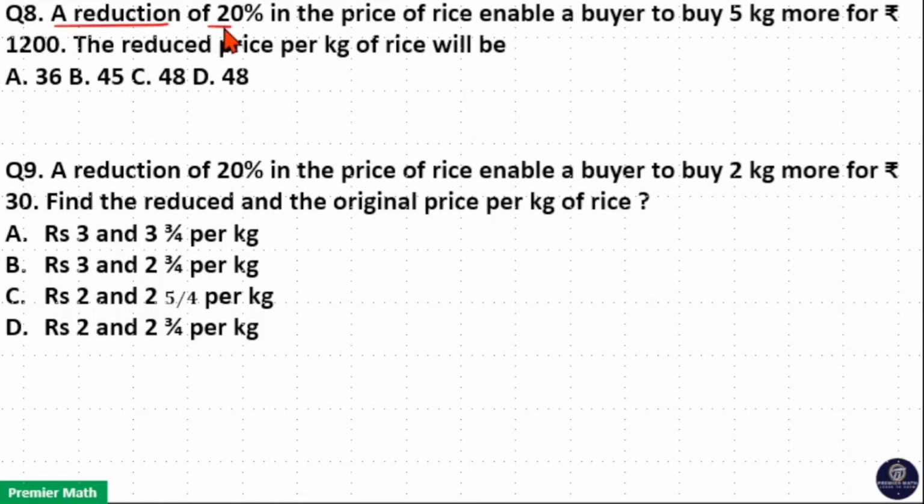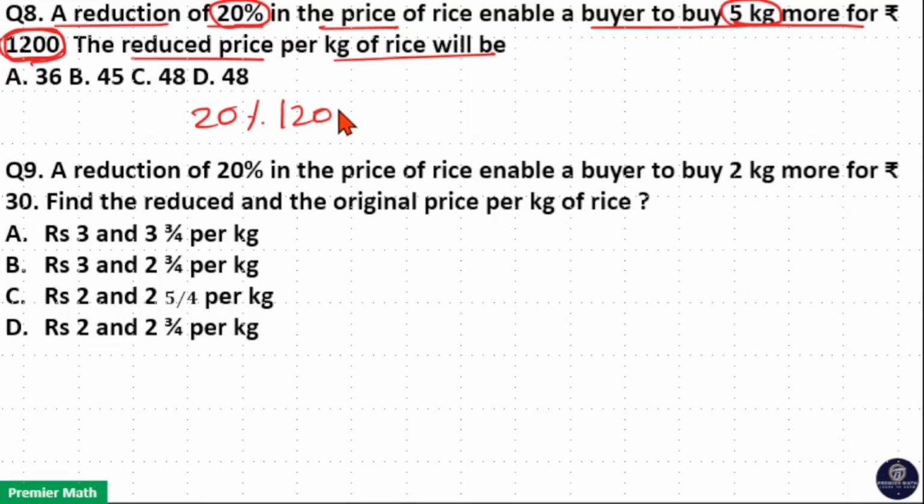A reduction of 20% in the price of rice enables a buyer to buy 5 kg more for rupees 1200. The reduced price per kilogram of rice will be. Here you can see this extra 5 kg is because of the 20% discount in the price. And this extra 5 kg is also based on this 1200 rupees. Which means 20% of this given rupees 1200 resulting in this extra 5 kg.